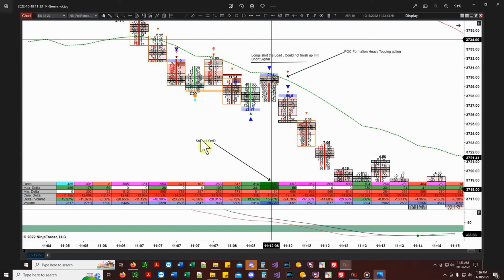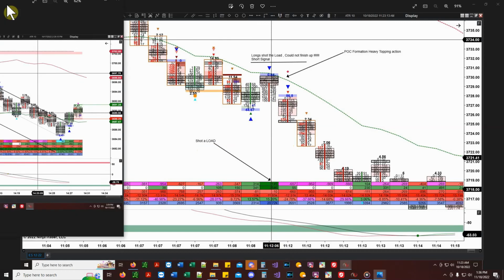This was, I call it, a shot to load. The longs have shot their load. And look how that chart just fell out of bed. It fell out of bed. And this was 11 o'clock in the morning, Eastern time. Okay? So that's one setup you guys could kind of pay attention to.